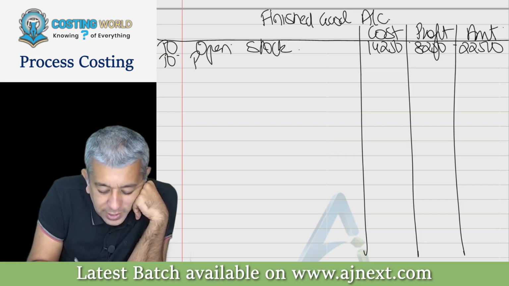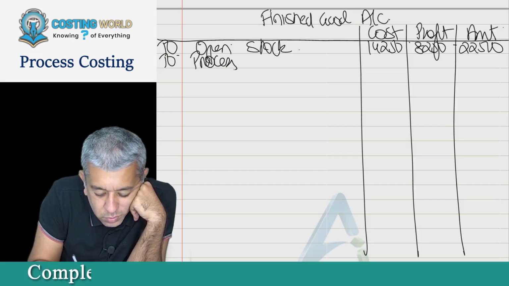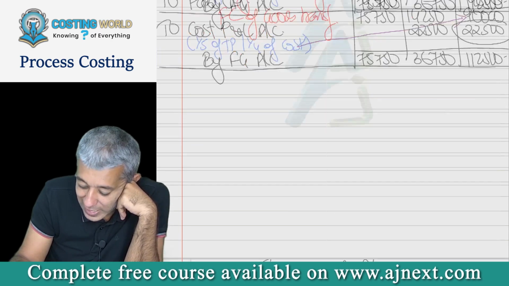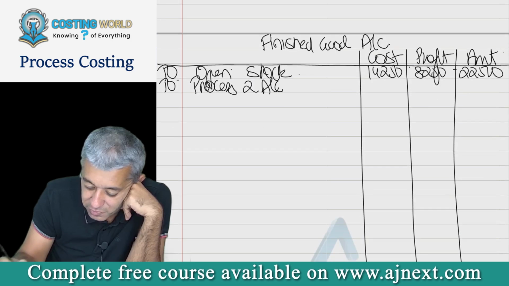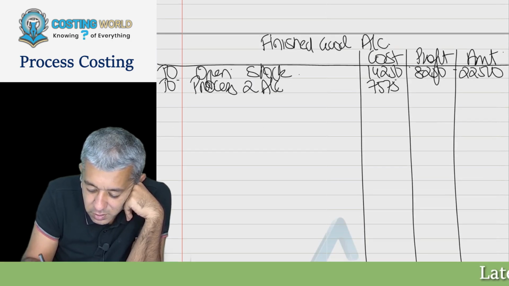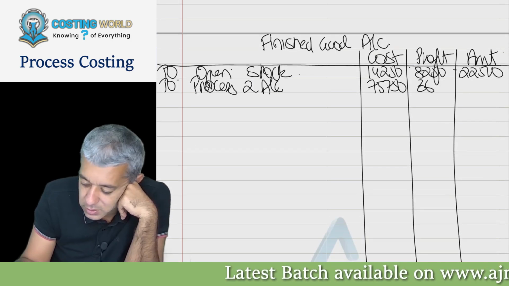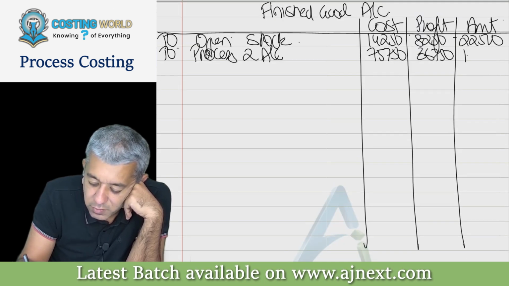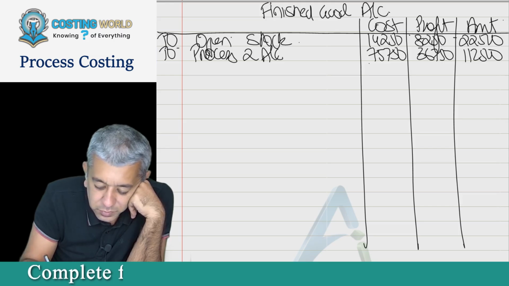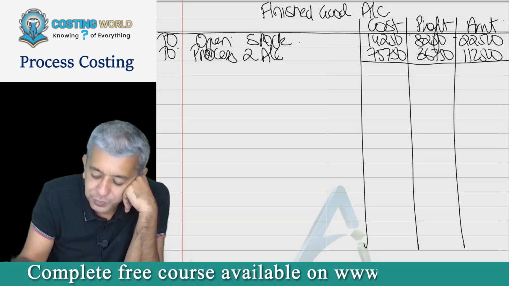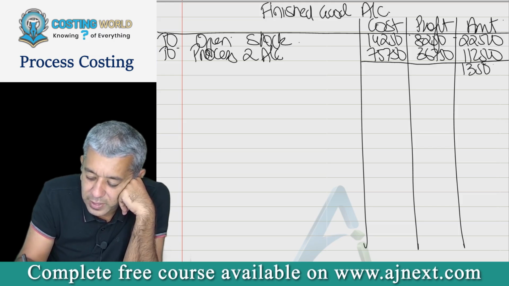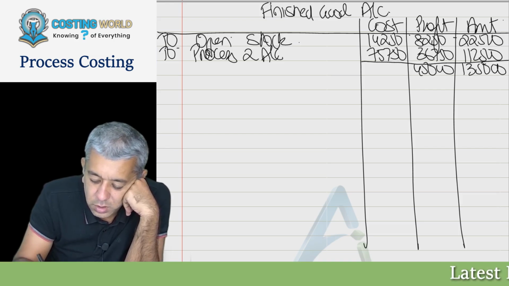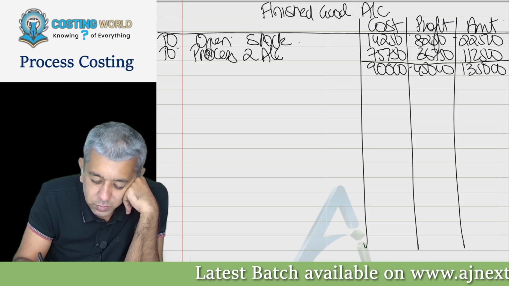Further, write down to process 2. So, from my last account, 75,750, 36,750, 112,500. Total it up. 1,35,000, 45,000, 90,000.